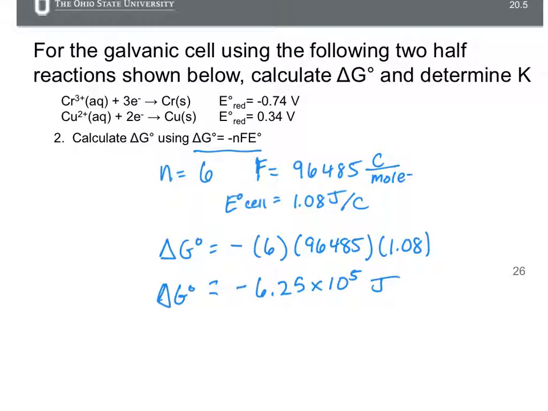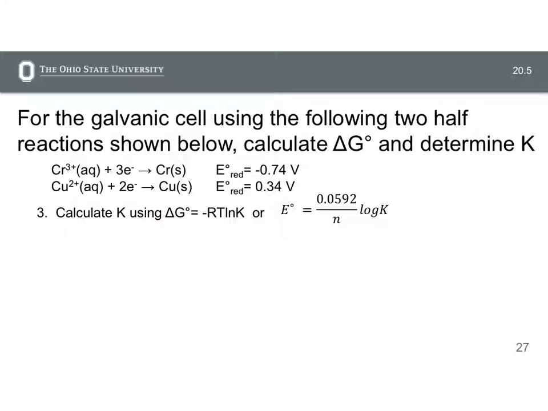Okay. So the third step then is to calculate the equilibrium constant. We have 2 options for this. We can use delta G equals minus RT natural log of K. That's from chapter 19. Or we can use the equation we just derived. The standard potential is equal to 0.0592 over N times log of K. Your choice, but I'll try both.